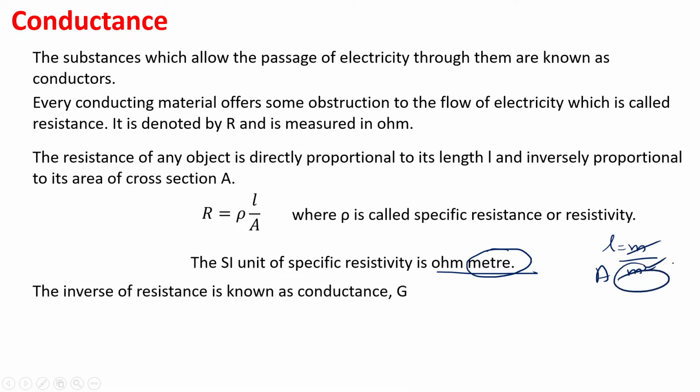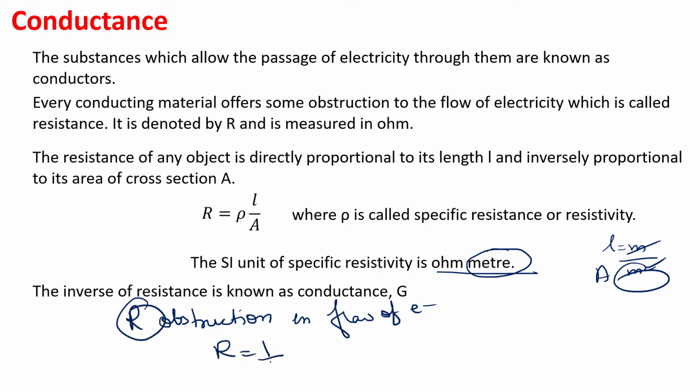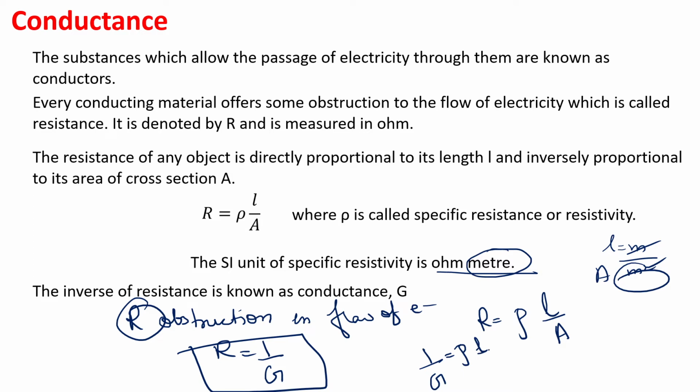So inverse of resistance is the conductance. Now, resistance is basically the obstruction in flow of electrons, while opposite of this resistance is conductance. So we can say resistance is equal to 1 by G, and G represents the conductance. So if we have the formula for resistance as rho L over A, we can write R as 1 by G equals rho L over A, where rho is the resistivity, L over A is the cell constant.